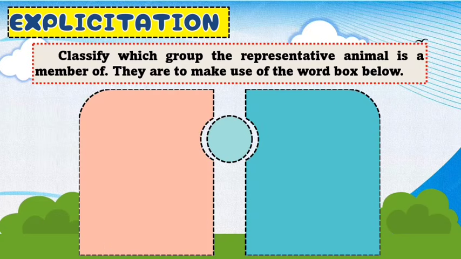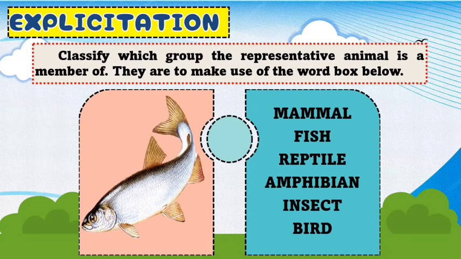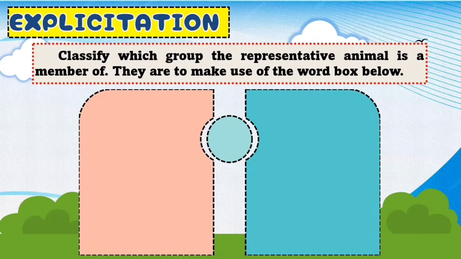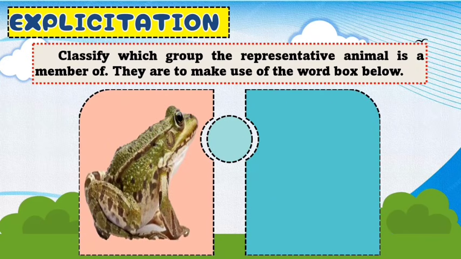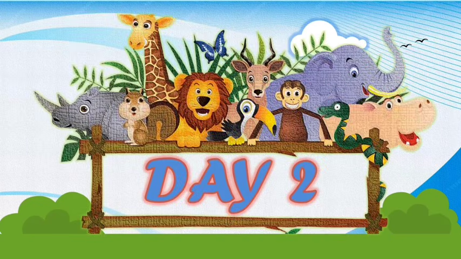Next picture, we have milkfish. So that is a fish. And then the last picture, a frog. That is an amphibian.